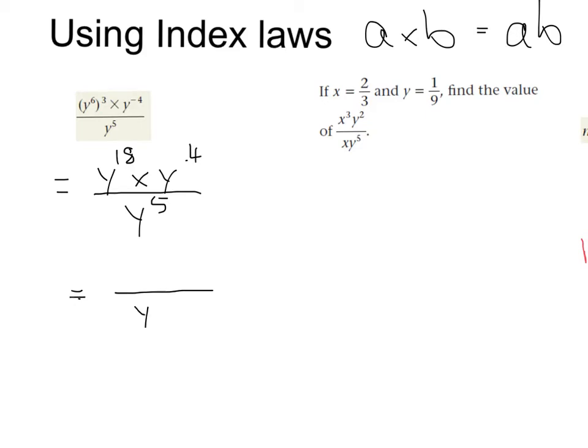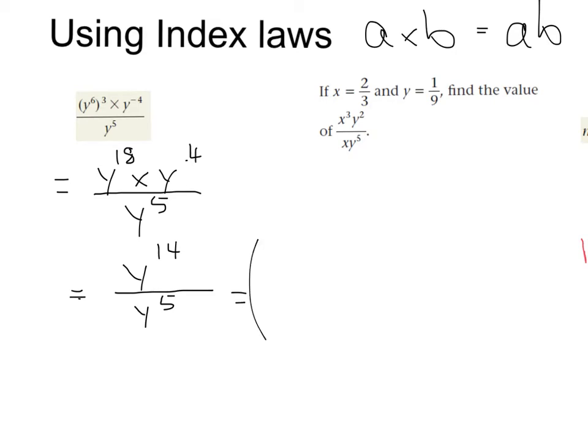So I'm going to leave y to the power of 5 at the bottom. Y to the power of 18 times y to the power of negative 4. Now, when we multiply terms that have the same base, we add the powers. What's 18 plus negative 4? Well, that's the same as 18 take away 4. So it is y to the power of 14.